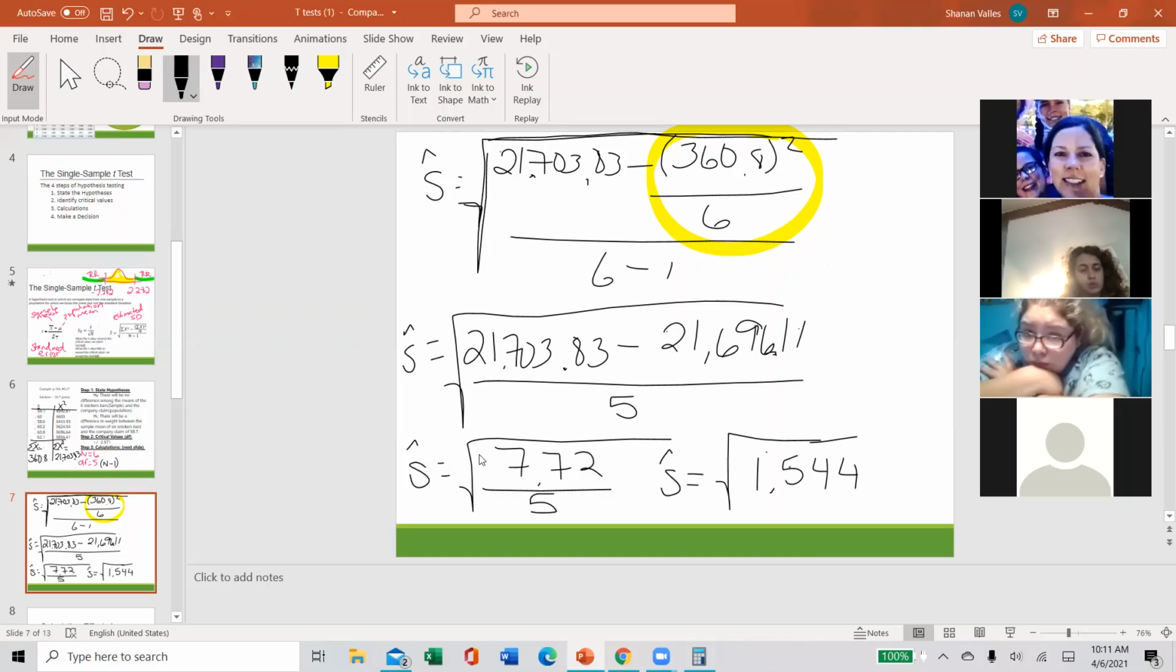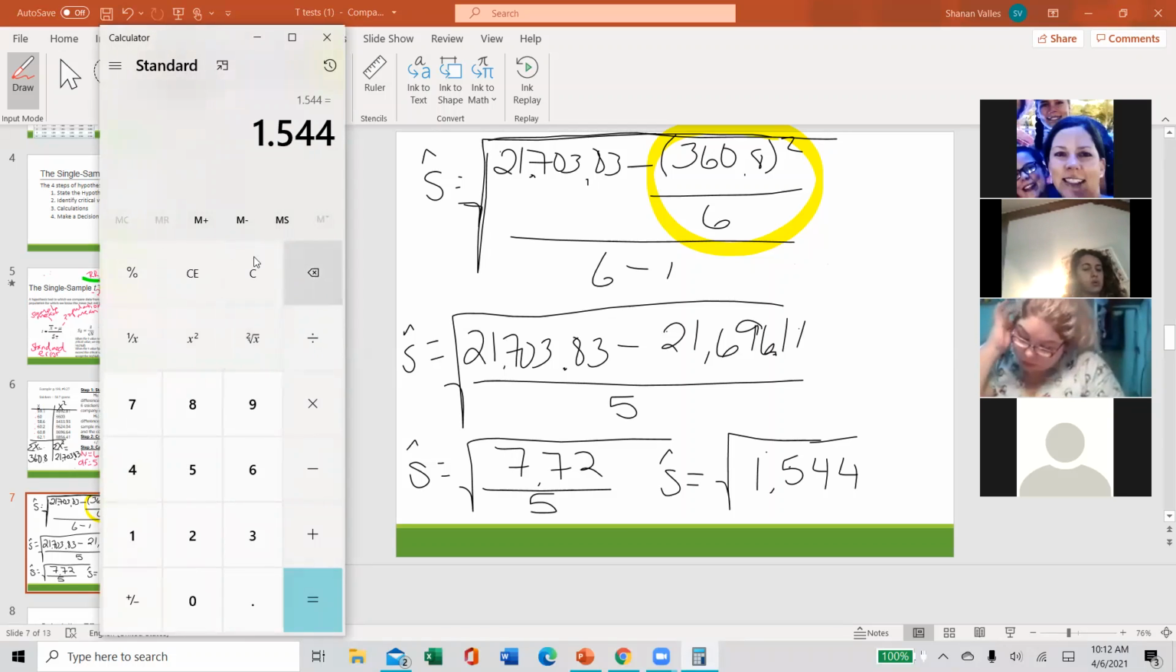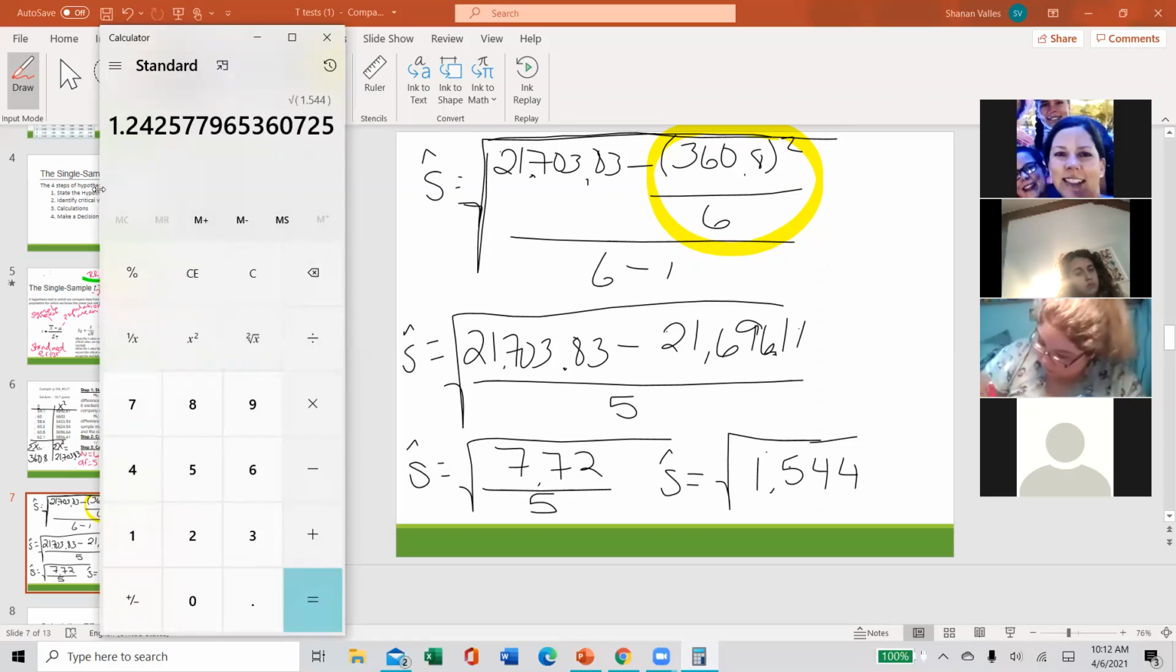So we get our estimated standard deviation, the square root of 1.544. Remember how to find square root? Right here. Do I have to push it first? I think so. So 1.544. Nope, that's not how to do it. So 1.544. We get 1.24.